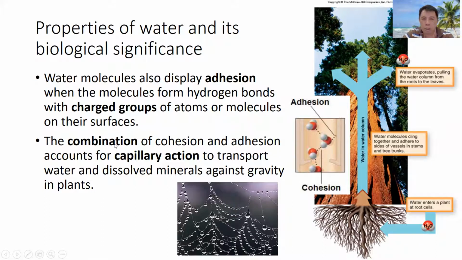Then the combination of cohesion and adhesion accounts for capillary action, to transport water and dissolved minerals against gravity in plants, in what we call a continuous water column.